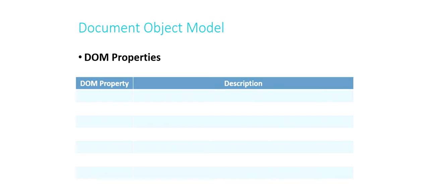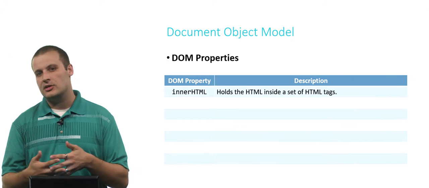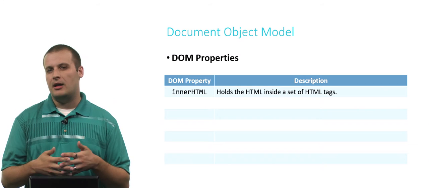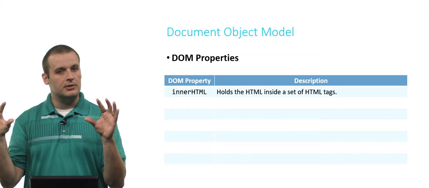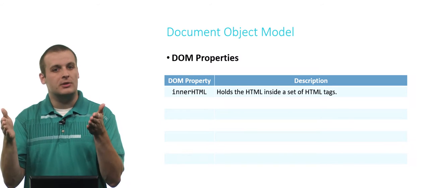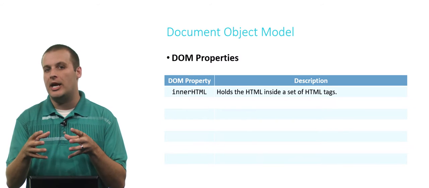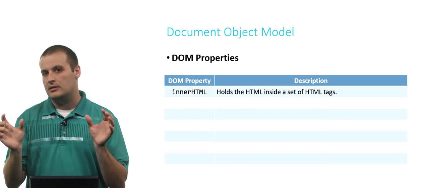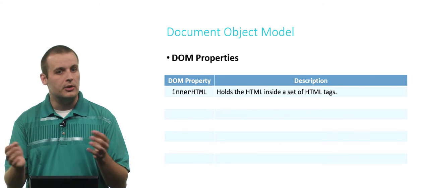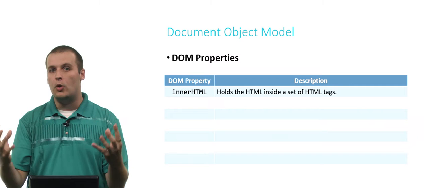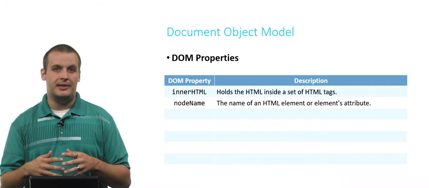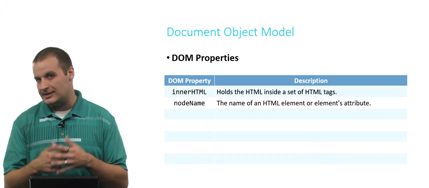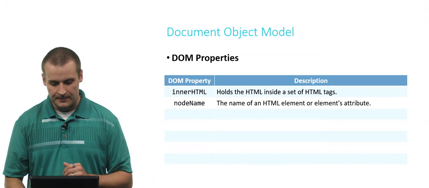So one of them, for example, is innerHTML, which holds the HTML inside of a set of tags. So for example, the innerHTML of the title tag, if I was to go into that section, would be hello world, or whatever my actual title of my page is. That's the innerHTML of the title tag, or the title node, or the title object within the overall document object. nodeName, similarly, would just be title for the node we were just describing.